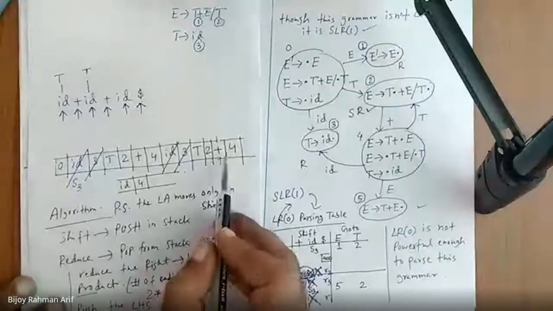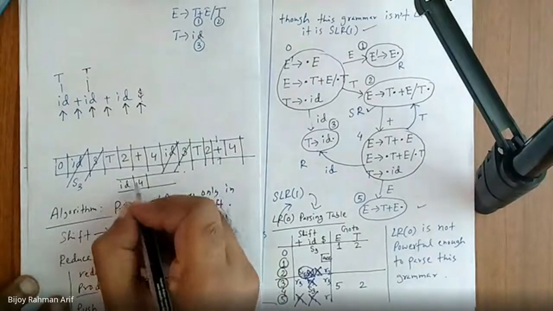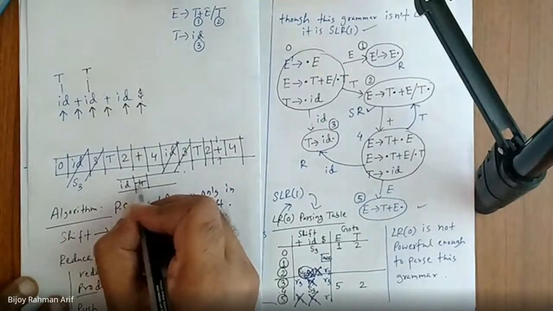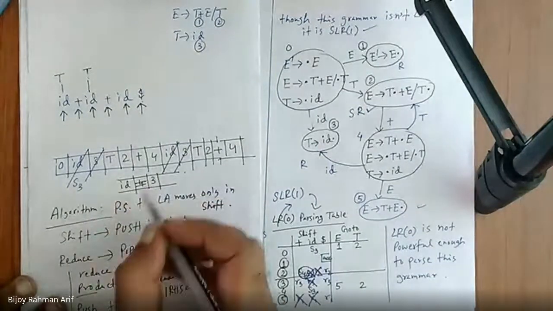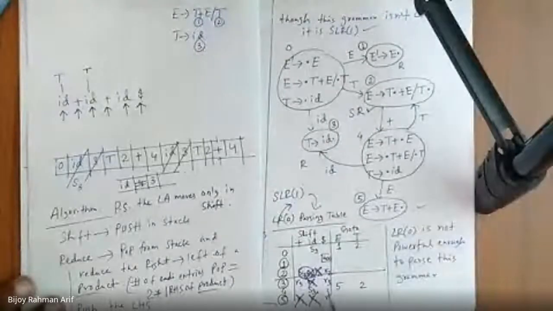4 is saying ID, shift 3. Oh, thank you very much. So it would be like this. 3. So 3 is saying dollar. It is using reduce 3. So I'm going to use rule number 3.